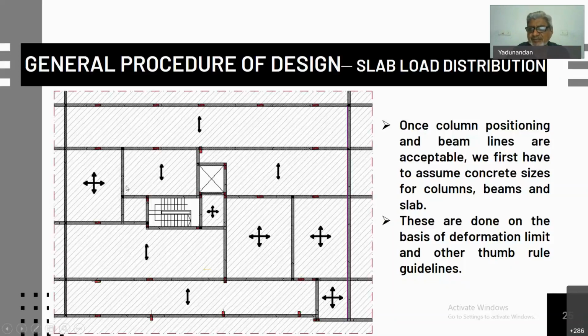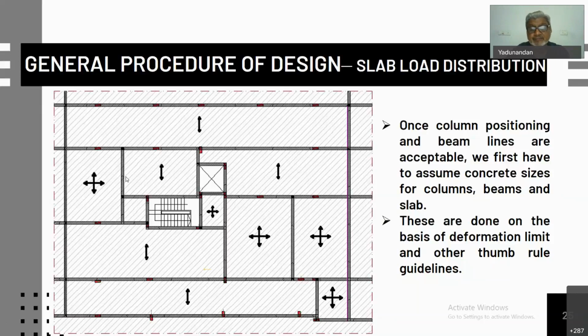Once the column position and beam lines are acceptable, we first have to assume concrete sizes for columns, beams, and slab. So the design process is this: we have to first assume the concrete sizes, and then check. We cannot start without a size. There must be a beginning size, and then by trial and error, we have to see that these sizes are acceptable, so that they can provide you an acceptable structure.